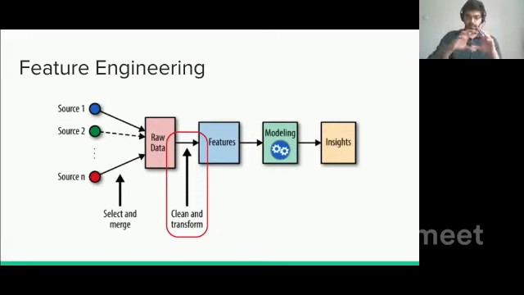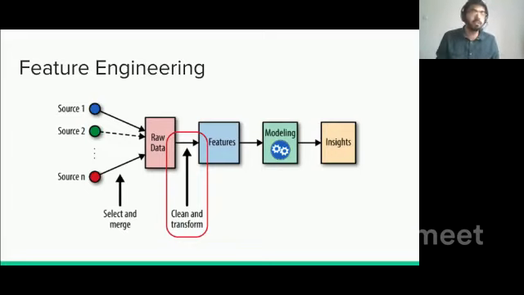Now, this is a figure I took from a book. It's highlighting the clean and transform part, but it's not just clean and transform that you do. It's even more than that. It depends on your definition of data cleaning. So if you say feature engineering is essentially data cleaning, then yes.